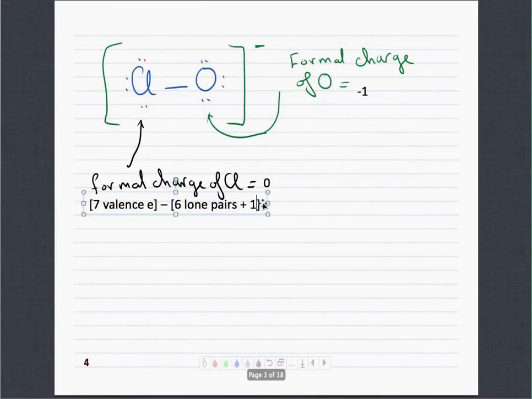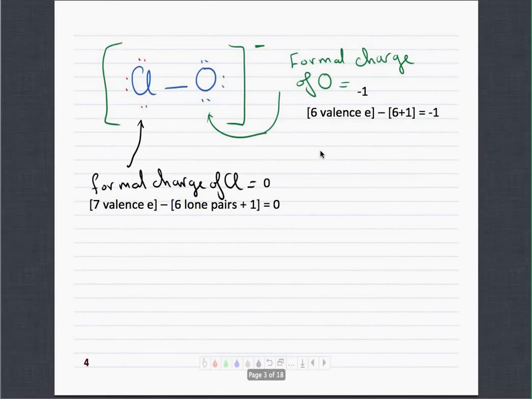Now we're going to do the formal charge on the oxygen. Again, the number of valence electrons. Oxygen belongs to group 6, so 6 valence electrons, minus the number of lone pairs around the oxygen. It's 1, 2, 3, 4, 5, 6, plus half the number of electrons in bonding. So I have one bond, 2 electrons, so half 2 electrons. So that's 7. So 6 minus 7 equal to minus 1. That means the formal charge on oxygen is minus 1.